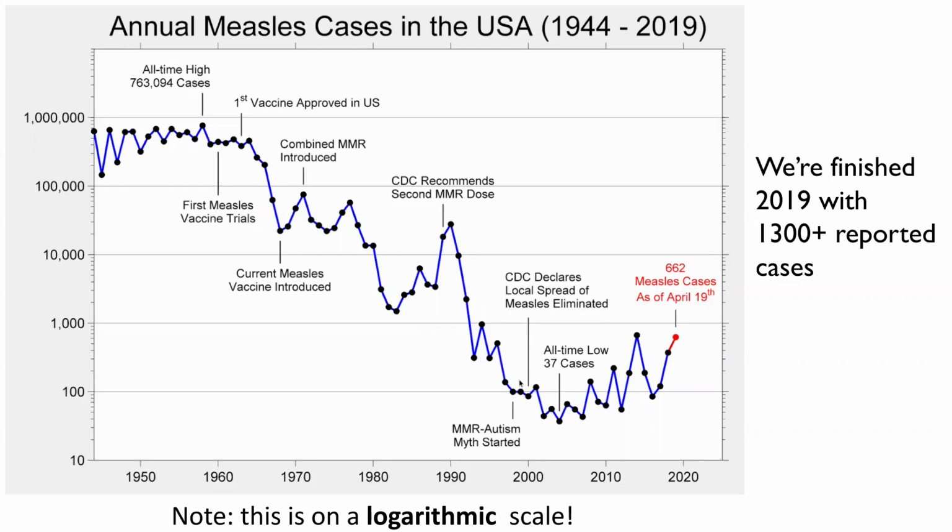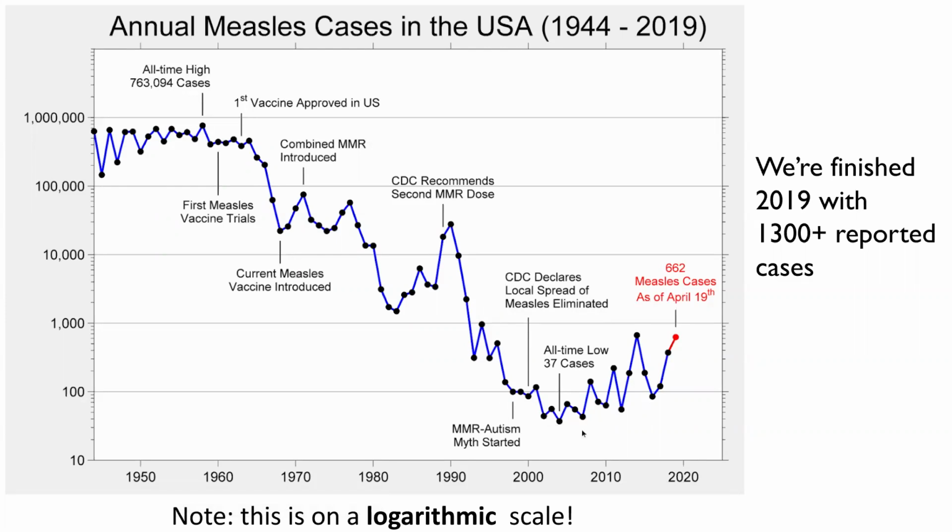Now, there's an important milestone here. There's that myth that vaccines, in particular the measles vaccine, cause autism. That happened in 1997, and you can see after that we hit an all-time low in the early 2000s, and then things have started to gradually pick up again.